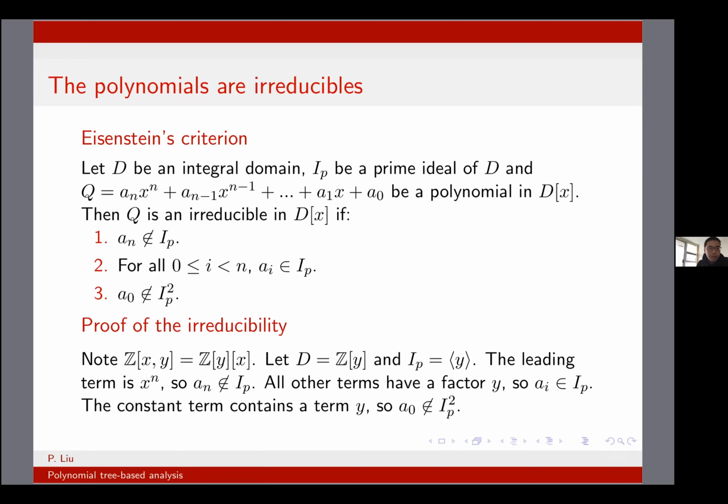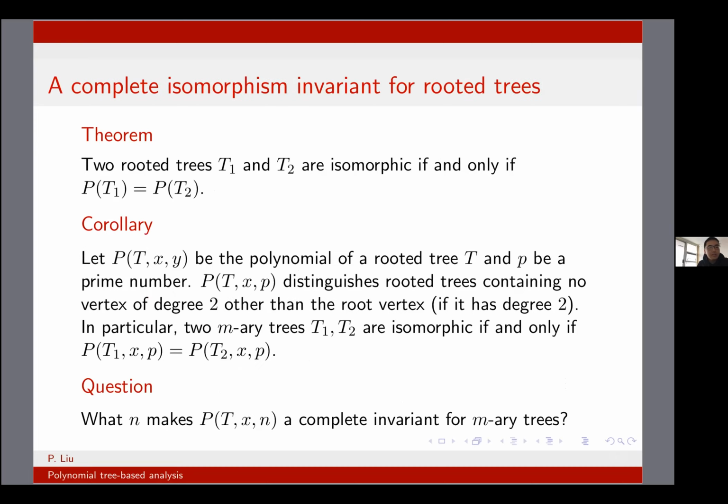And once we prove that they're irreducible, then we know that this polynomial integral domain is a unique factorization domain, and we can go ahead and prove that for 2 rooted trees, they are isomorphic if and only if they have the same polynomial. So, in other words, this polynomial is a complete isomorphism invariant for rooted trees.